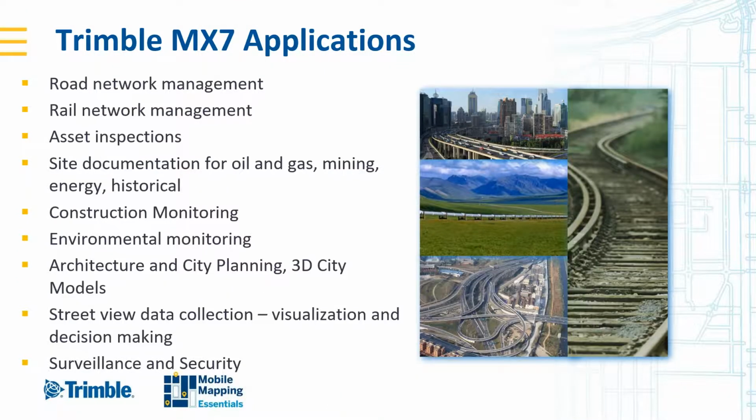Some of the typical applications that we've been involved in so far, so obviously road network and rail network management. So basically people creating asset inventories along those corridors, whether it be road or rail. We've also done some things in oil and gas, again, similar kind of corridor mapping where they maybe want to record the assets along a pipeline route, for example.